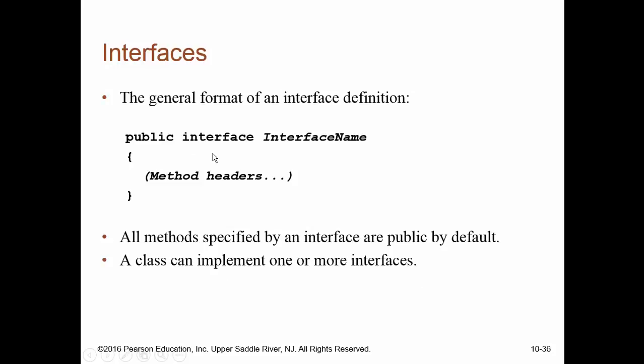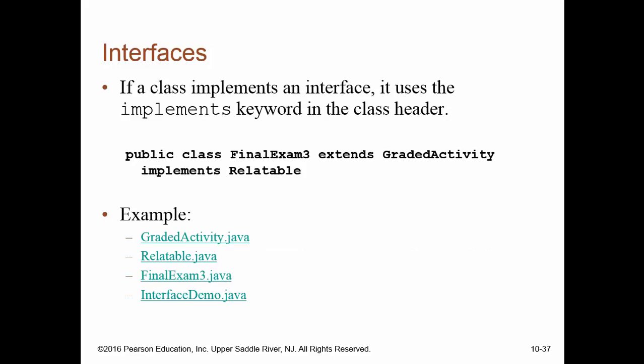So when you create an interface file in Java, this is what it looks like. Public interface followed by the name of your interface and then some code inside of there. You save it as a .java file, but there's no class in it at all. So you can do, and there's an example. Public class FinalExam3 extends GradedActivity implements Relatable.